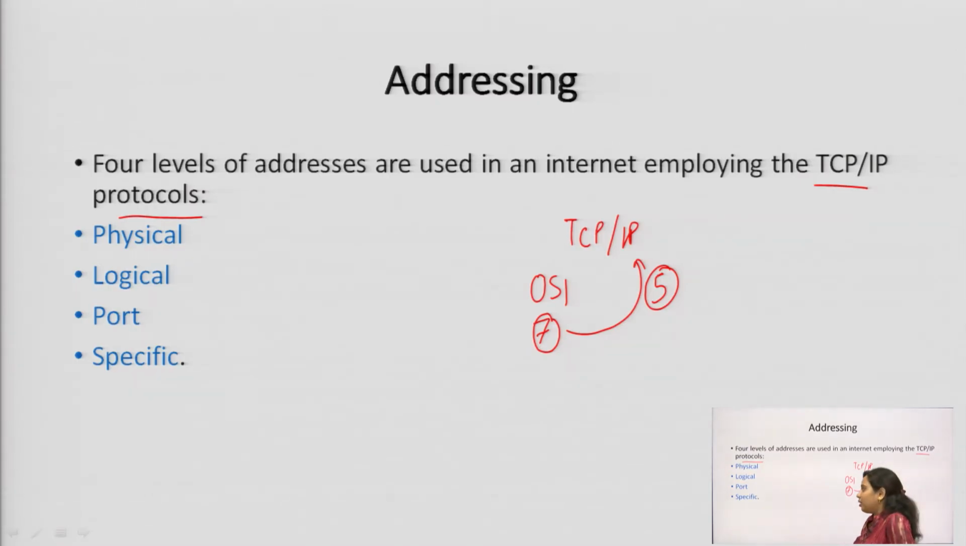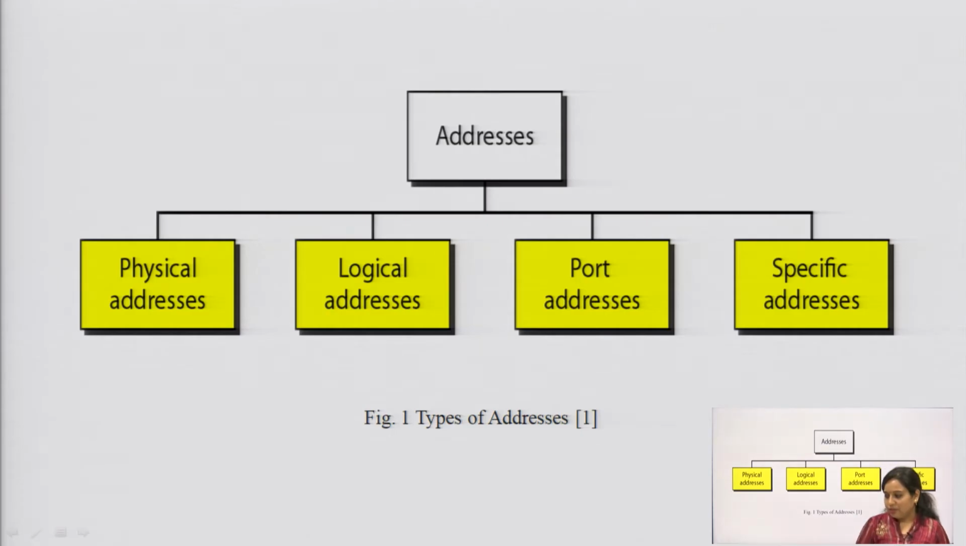Now, there are 4 different levels of addresses. The first one is the physical address, that is device specific: a printer has its own physical address and a computer has its own physical address. Then logical address, port address and specific address. So, these are the 4 different types of addresses that we are going to use in the TCP IP protocol: physical address, logical address, port address and specific address.